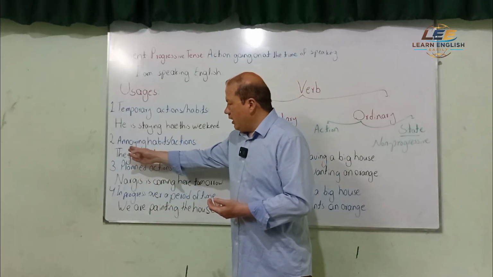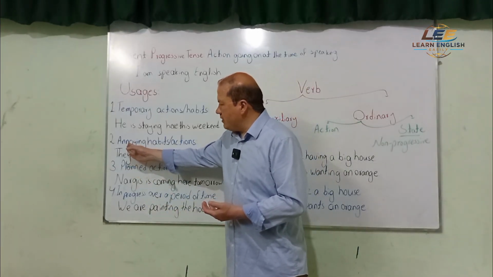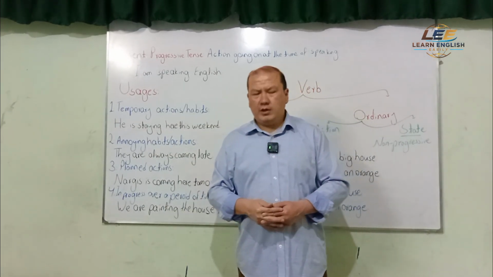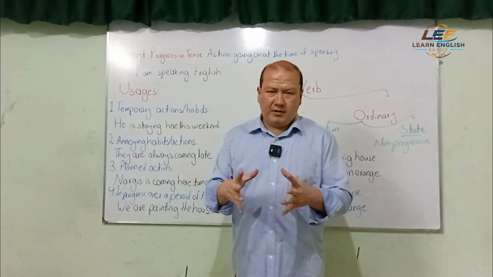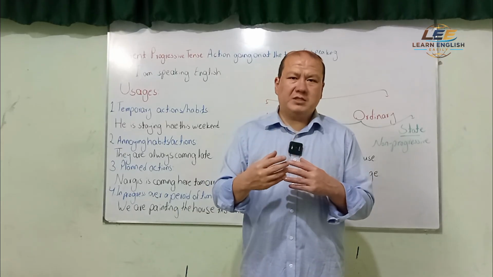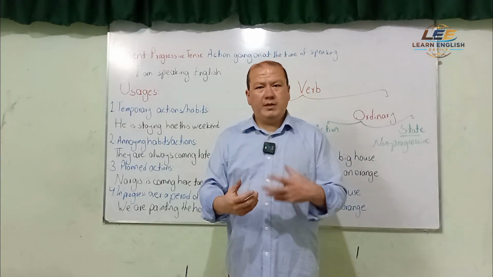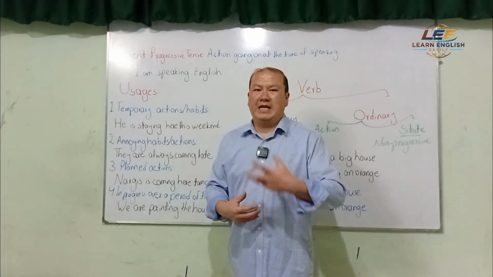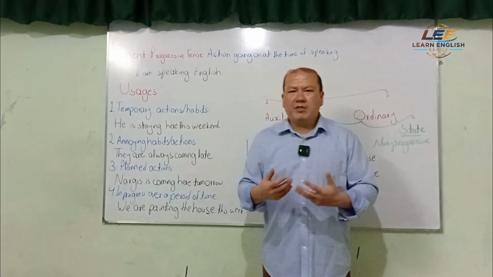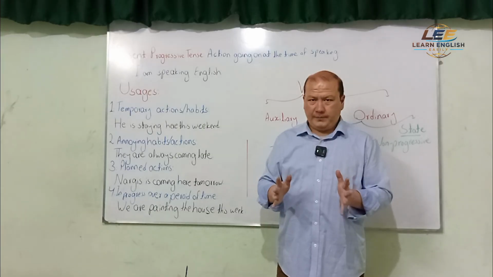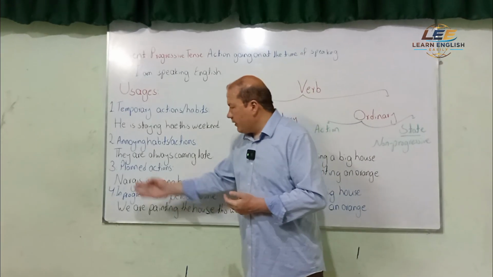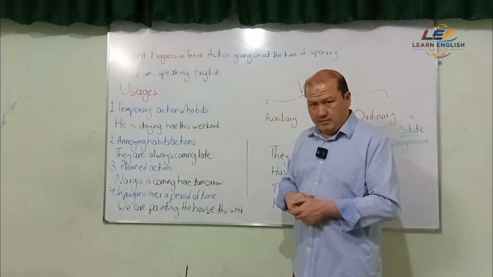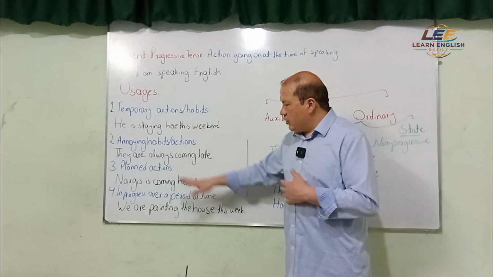Number 2, we also use present progressive tense for annoying habits or actions. Annoy is a verb. Annoy means disturb. Annoying means disturbing. Something that disturbs you, that irritates you. Disturbing, irritating thing. Something that you don't like. Yes? Example, they are always coming late. It means I don't like this.